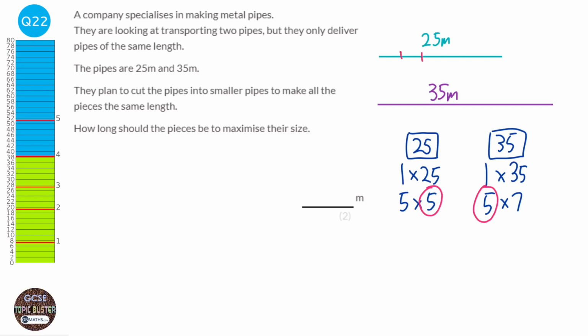So 1, 2, 3, 4, not to scale, and then 7 of these, so 1, 2, 3, 4, 5, 6. And so there's 7 in total. So each of these are 5 metre long, and there's no wastage. And that's the longest we can make the pipes for there to be no wastage at all. So my answer is 5 metres.